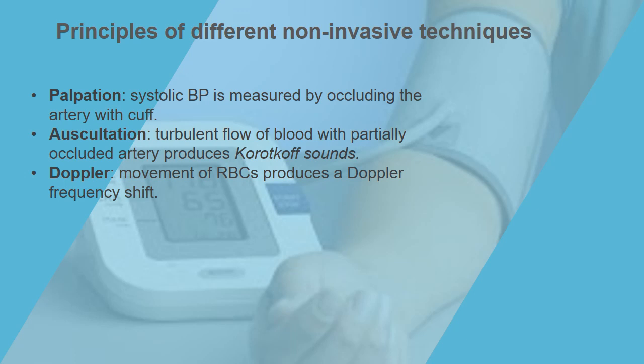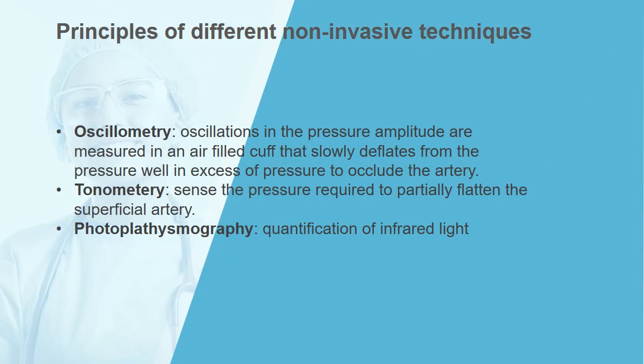and that is your diastolic blood pressure. Okay, and then we have the Doppler method, in which the movement of the red blood cells produces a Doppler frequency shift, and you get the ultrasound and you get the blood pressure, systolic as well as diastolic.